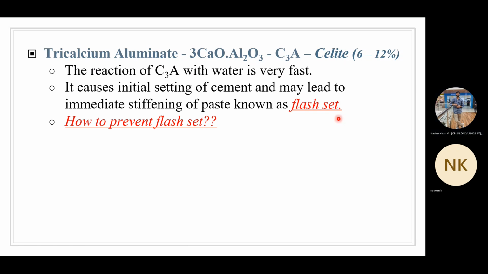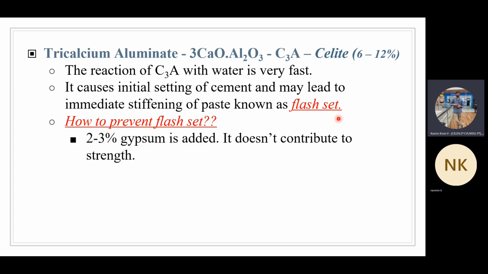No, we don't need it. Suppose you are constructing your own house. Do you want the cement to set at a very fast rate? No, there is no requirement for that. So how will you prevent this flash set? This is where gypsum comes into the picture. I was telling that gypsum is added in the cement manufacturing unit itself. So why is gypsum added? To avoid the flash set.